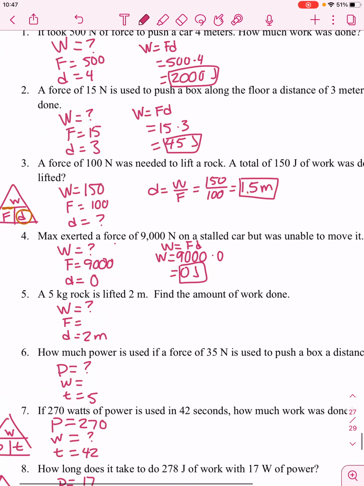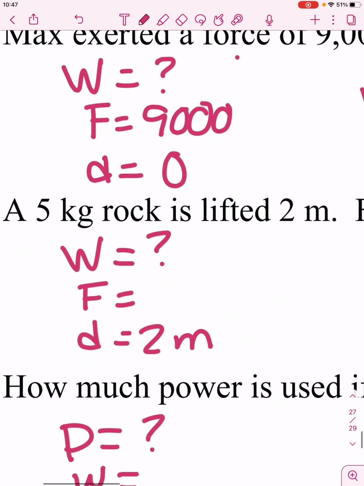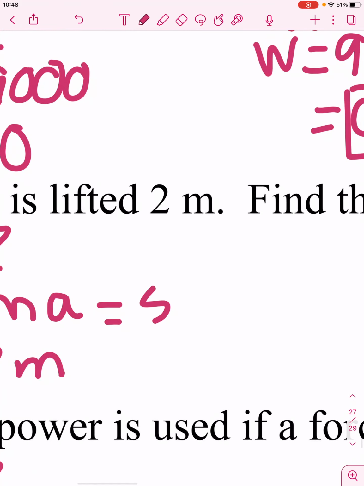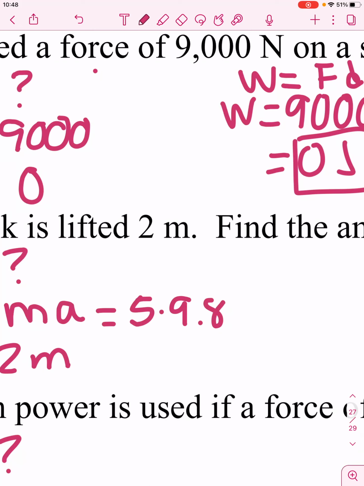Number 5 says a 5 kilogram rock is lifted 2 meters. Find the amount of work done. Remember that kilograms is a form of mass, not a form of force. So I'm going to have to do some calculations here. My distance is 2. My work is what I need to find. But my force, I have to do some extra work for this one. I'm going to have to use M times A in order to find my force. And so that is 5 times 9.8, 9.8 being the acceleration due to gravity, since it's being lifted up.